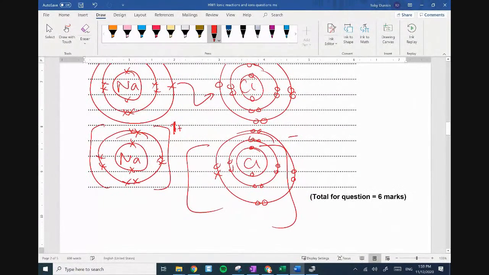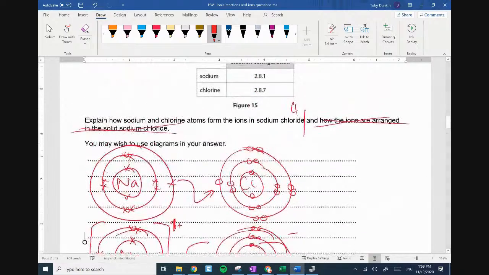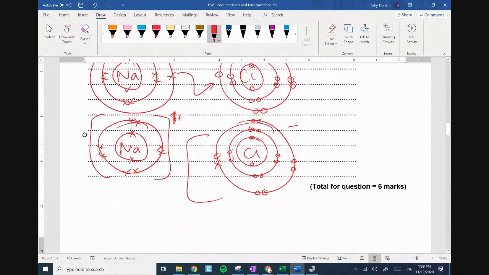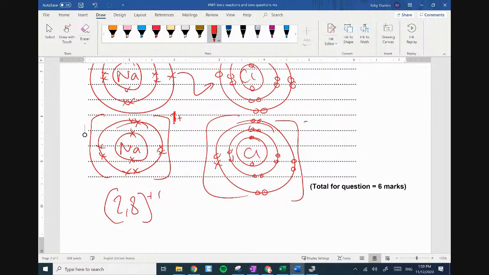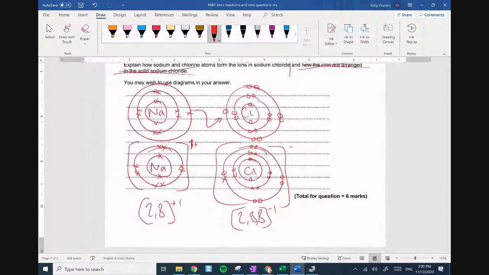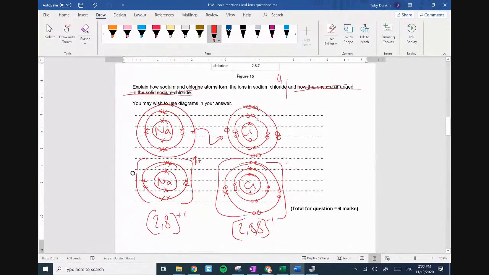Arrangements, something like that. Get rid of that one and that one, put it back on. And put that charge outside. And this is 2,8 square brackets plus 1. And this is 2,8 square. No, that's not chloride. 2,8,8 square brackets 1 minus. There you go. I like it. Oh, you may wish to use a diagram in your answer. Winner. Love it. Yeah, you gain all the marks for that, folks.